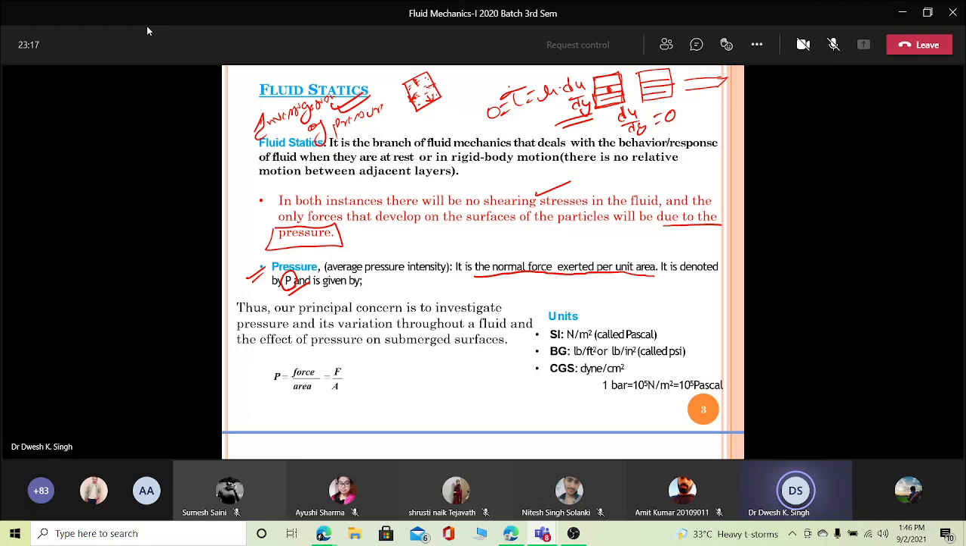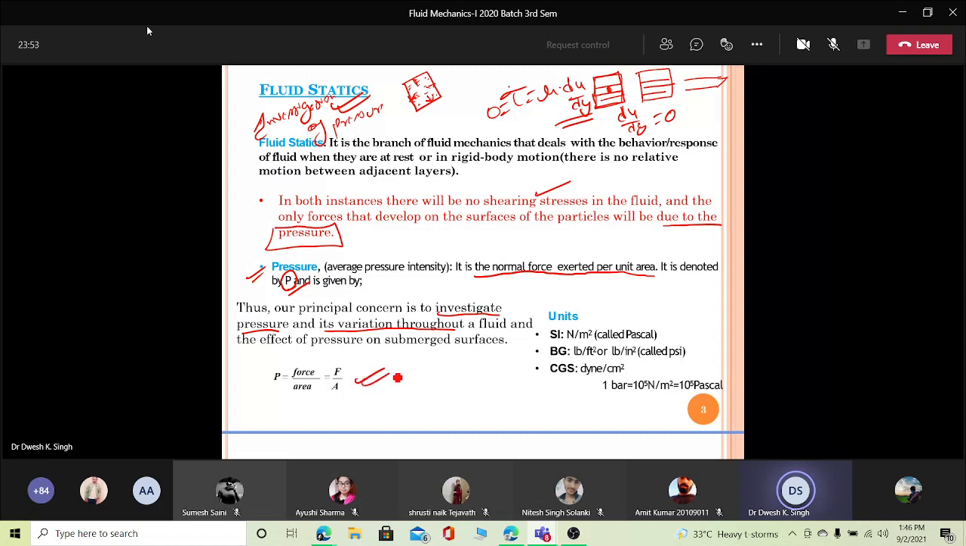So fluid statics, in other words, can be defined as just the investigation of pressure. What pressure acts in the different cases of statics. So fluid statics contains the investigation of pressure and its variation throughout the fluid, and the effect of pressure on submerged bodies. All the things are related to pressure. And mathematically, I think all of you are familiar with this: force per unit area.